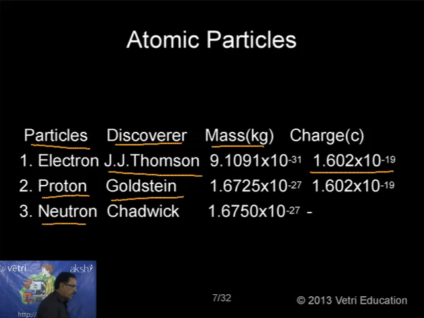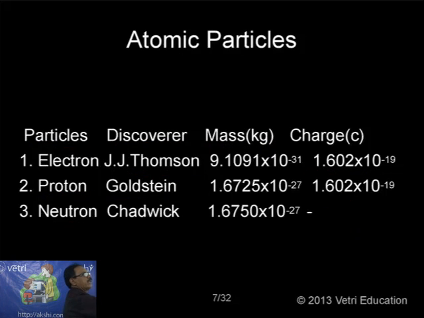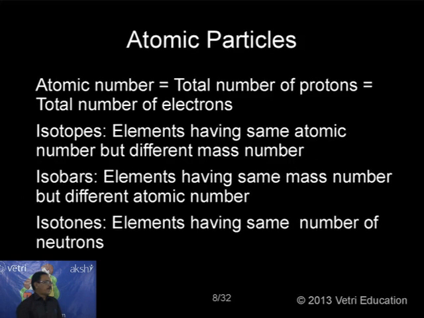The next one, neutron, was discovered by Chadwick. The mass is 1.6750 times 10 to the power of minus 27. It is neutral. It has neither negative nor positive charge. So this is according to modern theory. I have given here the particles inside the atom. And one more piece of information.